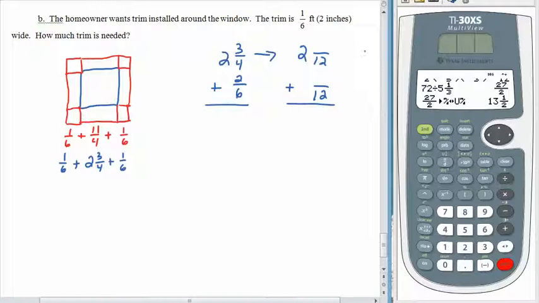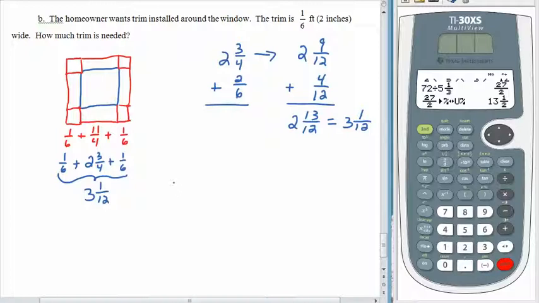All right, 2 3/4 turns into 2 9/12. 2/6 turns into 4/12. This is 2 13/12, which we know to be really 3 1/12. All right, the key here is to not think that we're done yet. This is just one side of the square. So we are actually going to need 4 times as much.